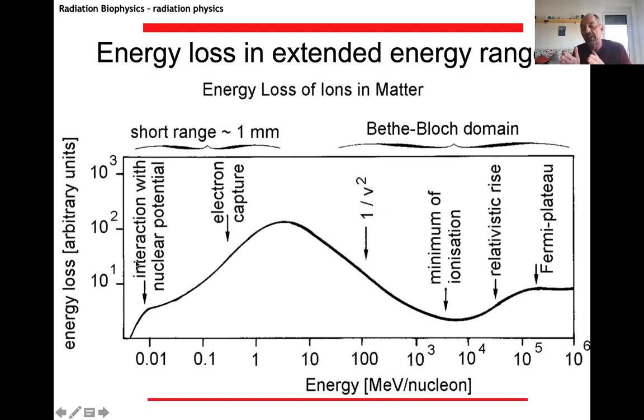So you see, the nucleus-nucleus energy loss is actually only visible when the ion is stopping. All this Bethe-Bloch region is dominated by the energy loss of ions through ionization of electrons.